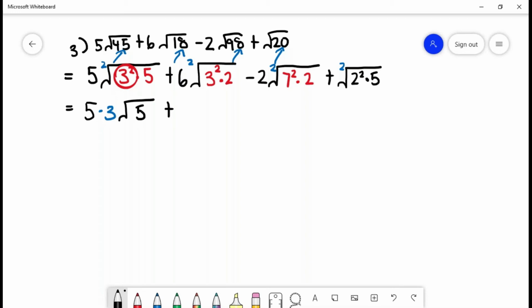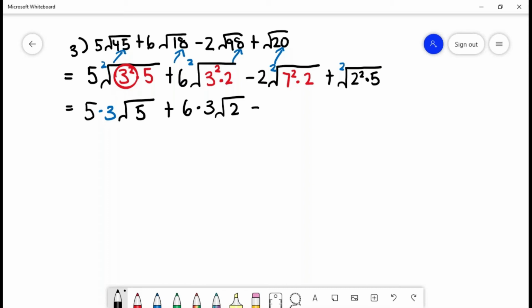Now taking a look at this second term, we have 6 and we have 2 3's and 1 2. We have a group of 2 3's, and for every group of 2, one of those numbers will coexist on the outside of the radical. So we have 2 3's, root index is 2. So we know that 3 is on the outside of the radical, and root 2 is left on the inside of the radical. There's only a 2 left on the inside.